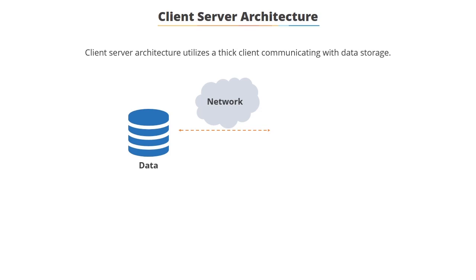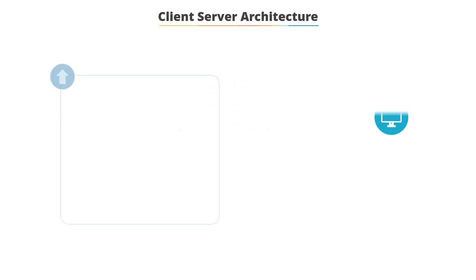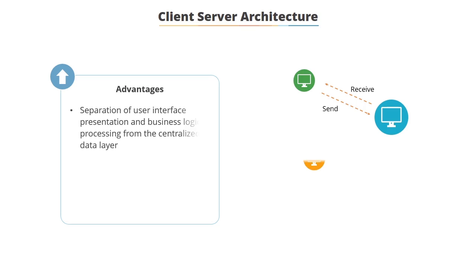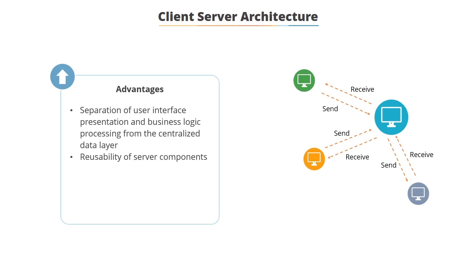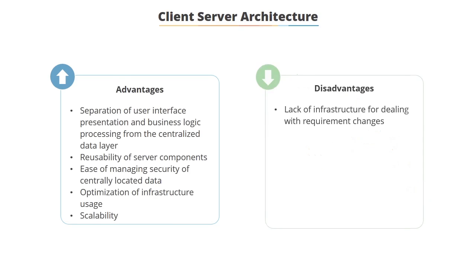The thick client has the user interface, the business logic, and the data access layer all in the same unit of functionality. So the advantage of this is we basically separate all of the code from the data. It enables the server components to be reused. The server components are managed in some central location, and we can optimize the use of infrastructure. It's also quite scalable.